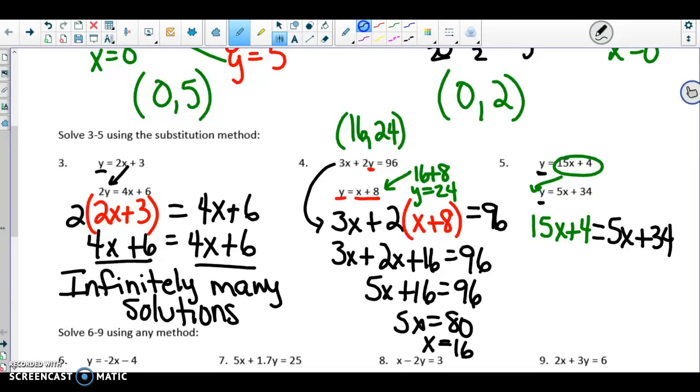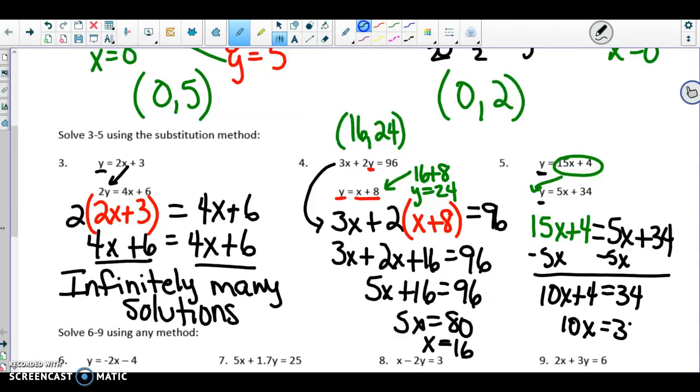So now I'm just going to solve that by subtracting 5x on both sides. So 10x plus 4 equals 34. When I subtract 4 on both sides, I have 10x equals 30. And then when I divide by 10 on both sides, I'm running out of room, x equals 3.